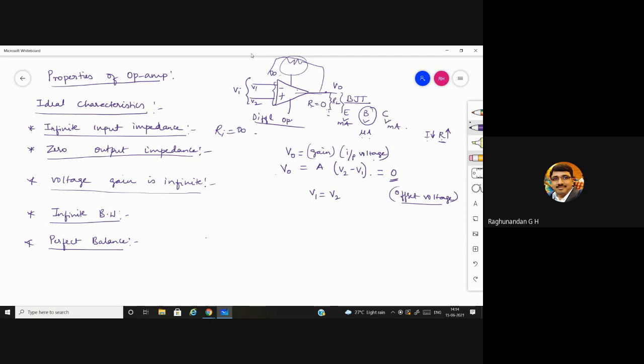Coming back to this, practically it will not be 0. It will be somewhat some 0.01 millivolts, like that. By using this offset voltage button, we can nullify this. And this 0.01 millivolt is known as offset voltage.